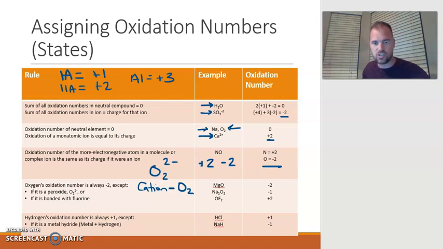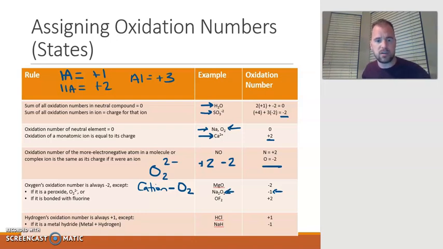So if you have two oxygens bonded together for a total of -2, what's then the individual oxidation number of each of those oxygen atoms? Well, -1, right? So that's an exception there. If it's a peroxide, then oxygen will be -1. Like in this example right here. You see how you have sodium bonded to O2? That O2 is actually a peroxide.